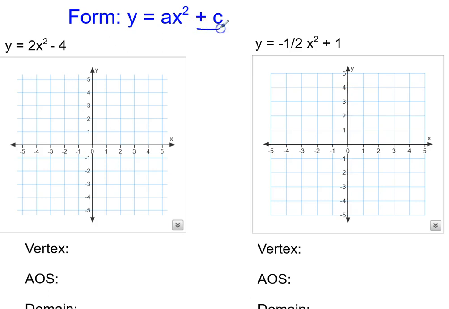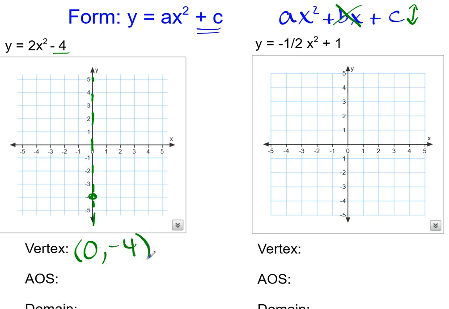This plus c we know changes where the vertex is. When there's no value of b, as in ax squared plus bx plus c, that's our standard form. When there is no bx, then our c just tells us a vertical translation. So this minus 4 tells us we're going to move 4 in the negative direction. So we're going to go down to 4 on the y-axis. Our line of symmetry is going to stay right there because it has to go through the vertex. So let's see, our vertex is at 0, negative 4, and our axis of symmetry is x equals 0.